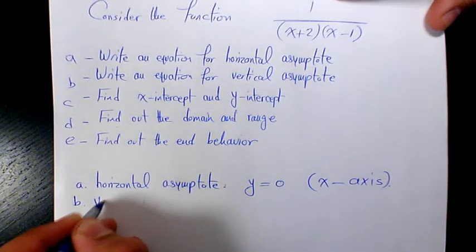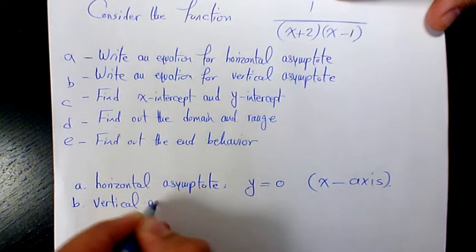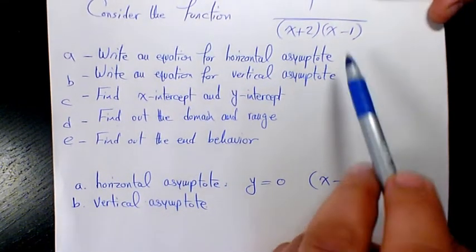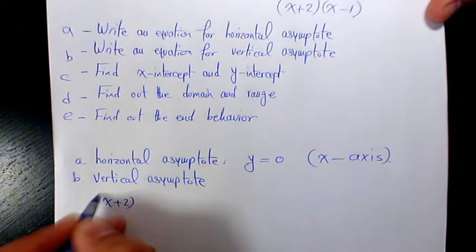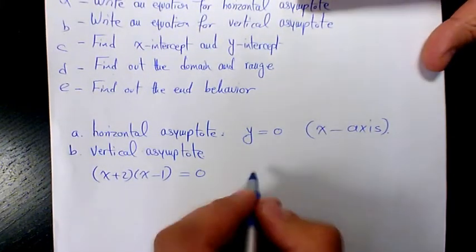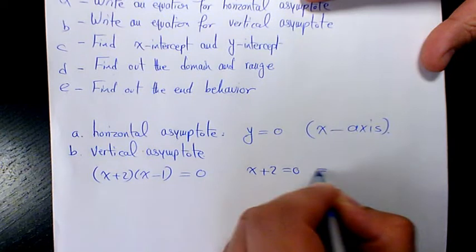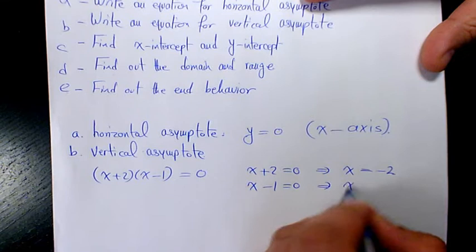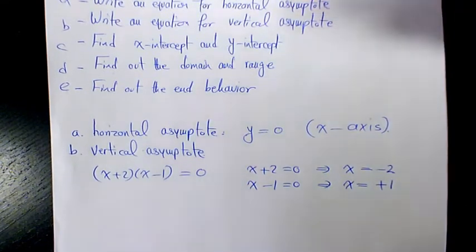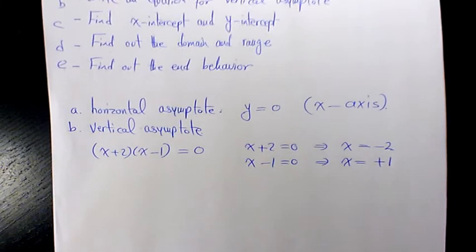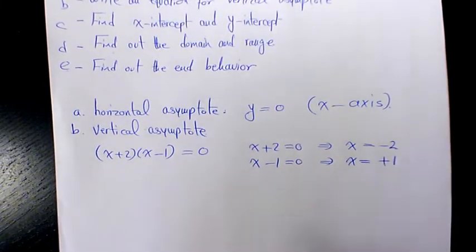Part B is going to be the vertical asymptote. It's where the denominator is going to be 0. How does the denominator become 0? If x plus 2 is 0 or x minus 1 is 0. So x plus 2 equals 0 means that x equals negative 2. x minus 1 equals 0 means that x equals positive 1. So we have two vertical asymptotes because the order of the denominator is 2. We have a quadratic function in the denominator, so we have two vertical asymptotes.